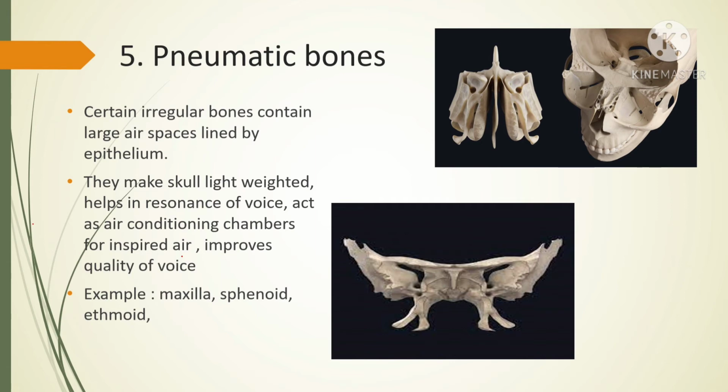Now, what are examples of pneumatic bones? As you can see, there is the maxilla bone. Maxilla is a bone of the head region. Sphenoid is also one, which we learned in the previous irregular bones. Then this is the ethmoid bone. Understood? Pneumatic bones are the bones which contain air spaces between them, mostly found in the head region. Why? Because it makes them light in weight.